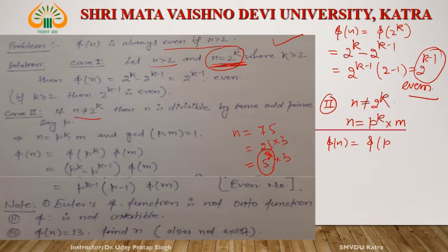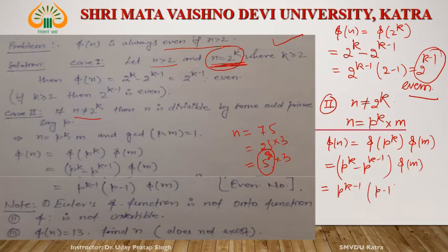Phi of p to the power k into phi of n. What is phi of p to the power k? P to the power k minus p to the power k minus 1, into phi of n. What is this? P to the power k minus 1 into p minus 1, and phi of n. What is this number? This number is an even number, and if we multiply any number by an even number, then the number is even. Therefore, this number is an even number, right?